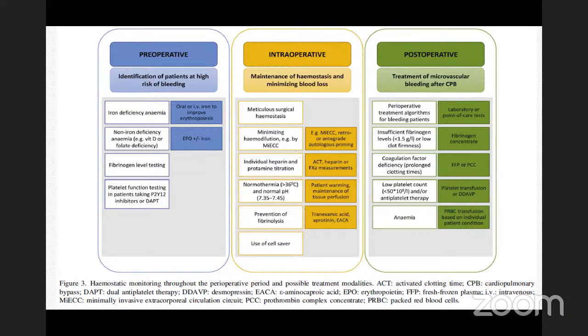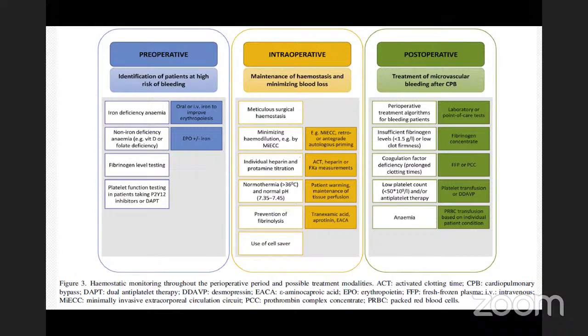Intraoperatively, for maintenance of hemostasis, what you can do: meticulous surgical hemostasis, minimizing the hemodilution, for example by mini circuits or retrograde or antegrade autologous priming, as we mentioned in the guidelines. Individual heparin and protamine titration should be considered and measured instead of giving excessive heparin or protamine, to maintain the ratio less than 1/1. ACT, heparin, and factor 10A measurements, normothermia more than 36 Celsius and normal pH are important for patient warming and maintenance of tissue perfusion. Prevention of fibrinolysis by tranexamic acid, aprotinin, and epsilon aminocaproic acid is important, and use of cell saver.